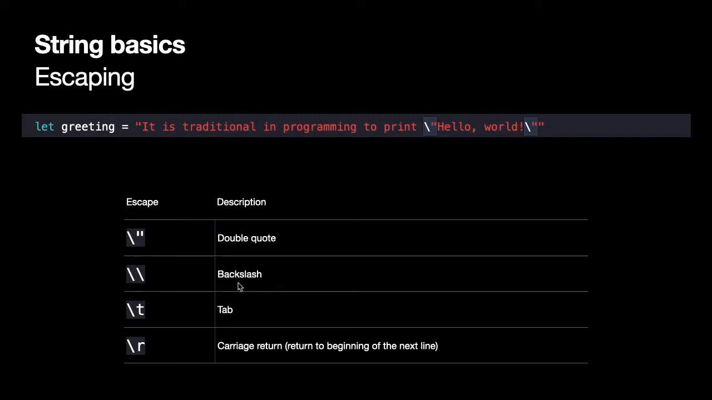If you wanted to have a \ you'd need to put a \ in front of the \ to escape the \. And you can also put \ in front of t for tabs, or \ in front of r for a carriage return, or in front of an n for a new line.